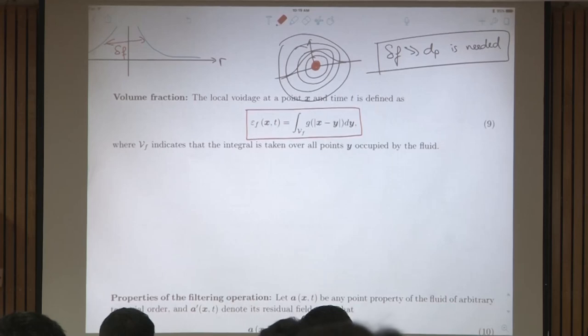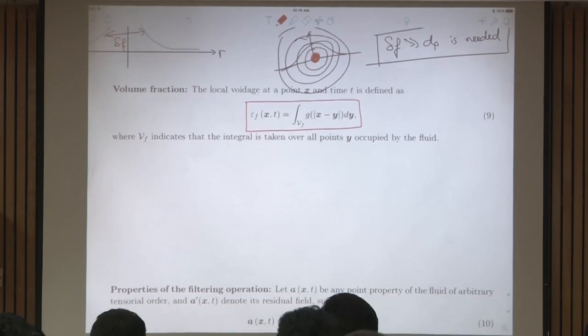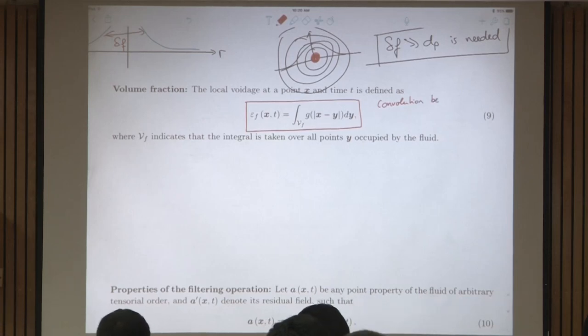However, if I have a particle occupying part of space, then that will remove some of the contribution of my filter from my integration, and therefore I will predict a lower volume fraction. So a simple convolution between G and 1. I'm filtering 1, integrating over the fluid region, and that gives me my volume fraction.